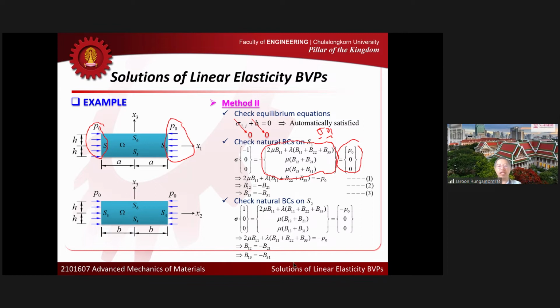Okay, but in this problem, we have only traction condition prescribed on the boundary. So that is the way that I try to verify here. If you need to check the displacement, you have to check that. But it's problem dependent. Okay. Let me move on here.